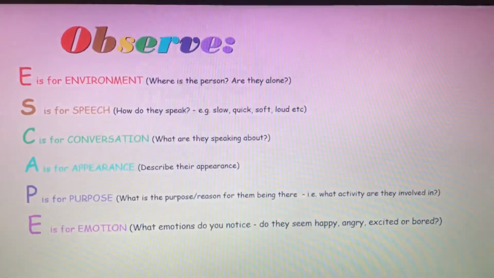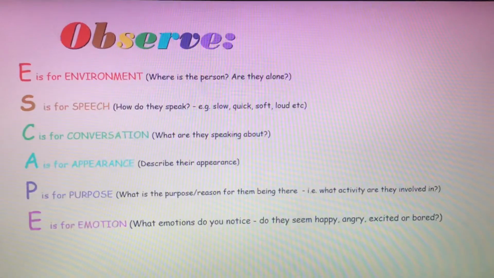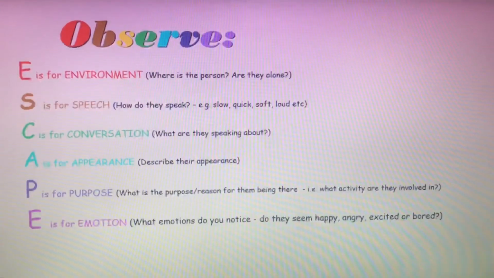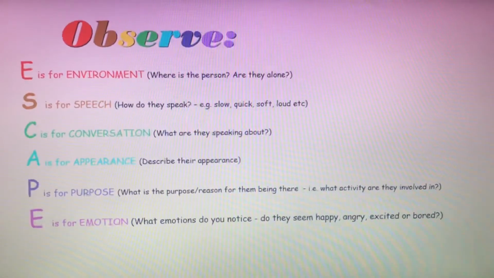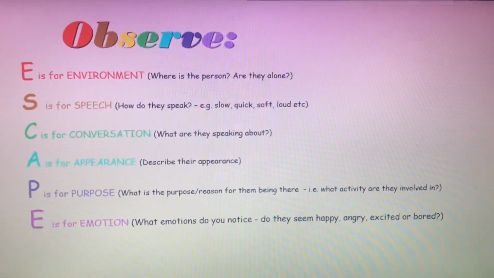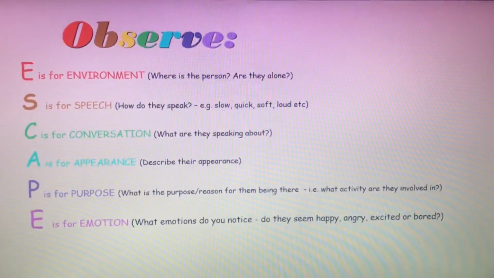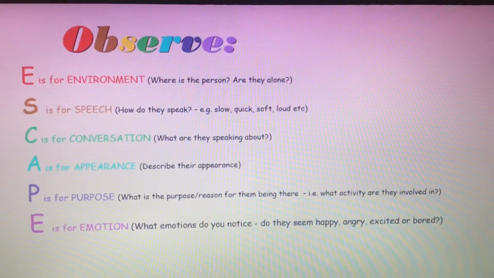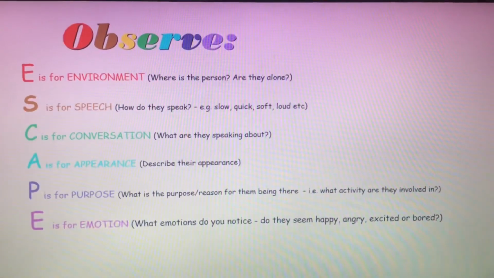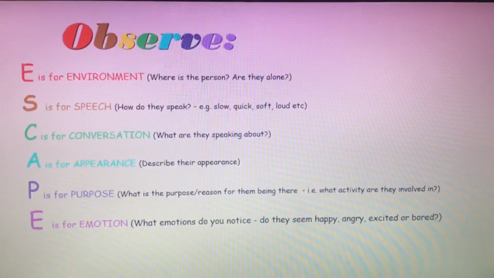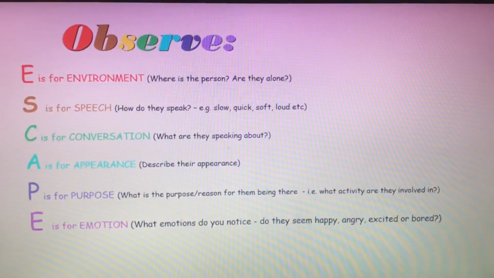You can interpret whether they're agitated, whether they're angry, whether they're happy, whether they're excited. Are they bored? And you very much can tell this from observing a person in a particular situation.